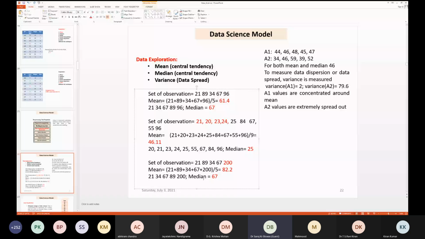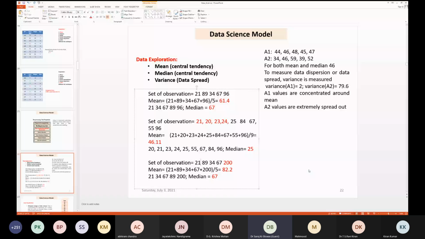21, 89, 37, 67, and suddenly here 200. So 200 means what? It can be an outlier. You try to understand, because this value is not associated, it's not very close to the mass of the items. So we have an outlier here. Whenever we have a big deviation between mean and median, there is a chance that the data set can have some outlier.